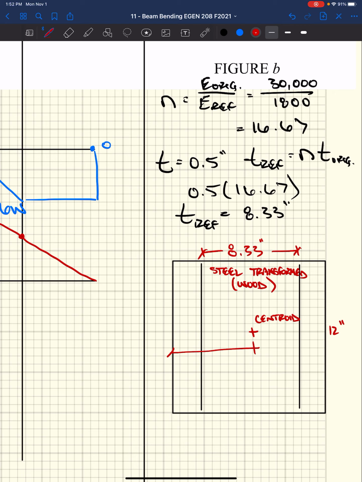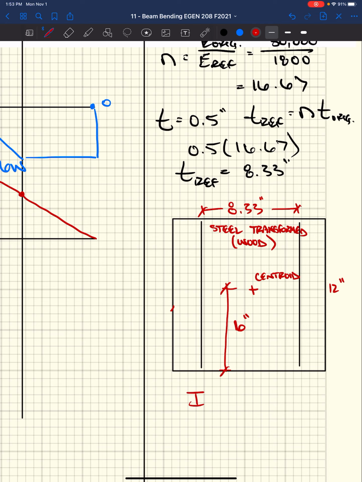Oh, we don't need that one. I don't know why I drew that. We really want to know this one. All right, our centroid's in the center. It's just one big block of wood at this point. So we know our moment of inertia is BH cubed over 12.